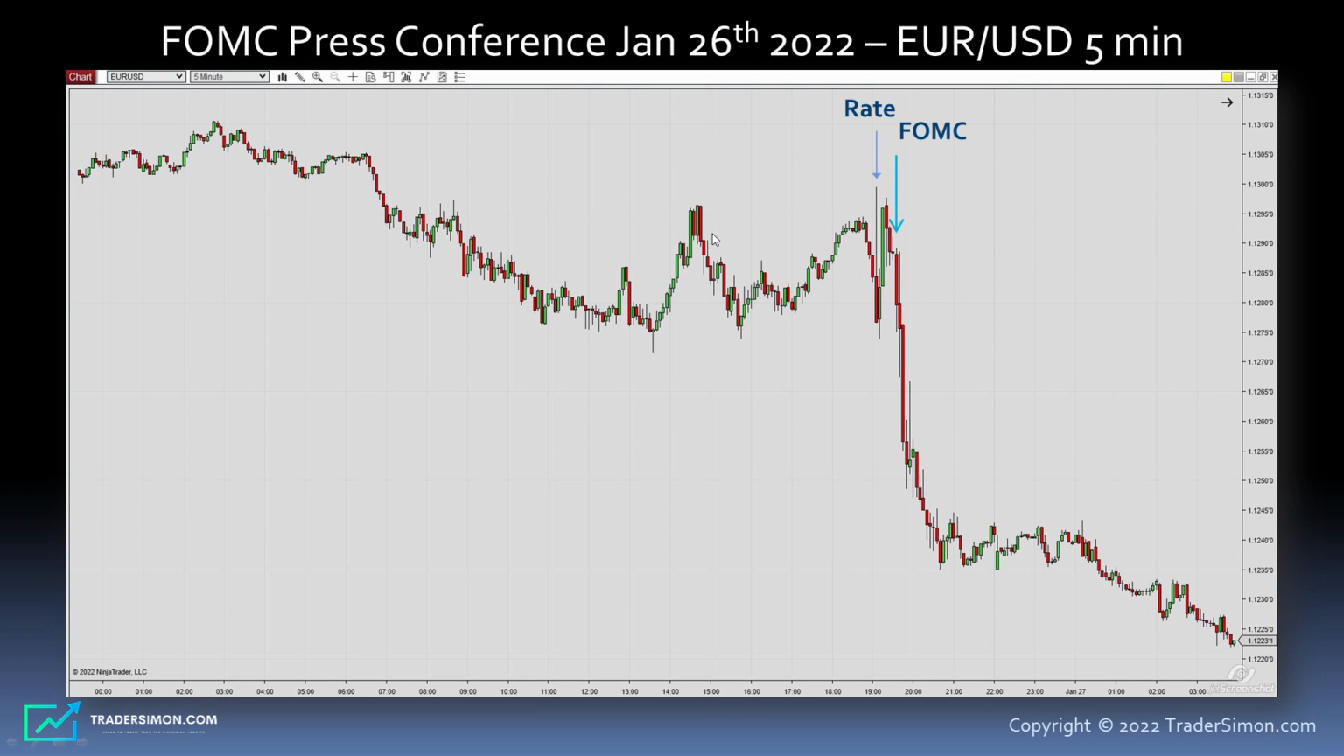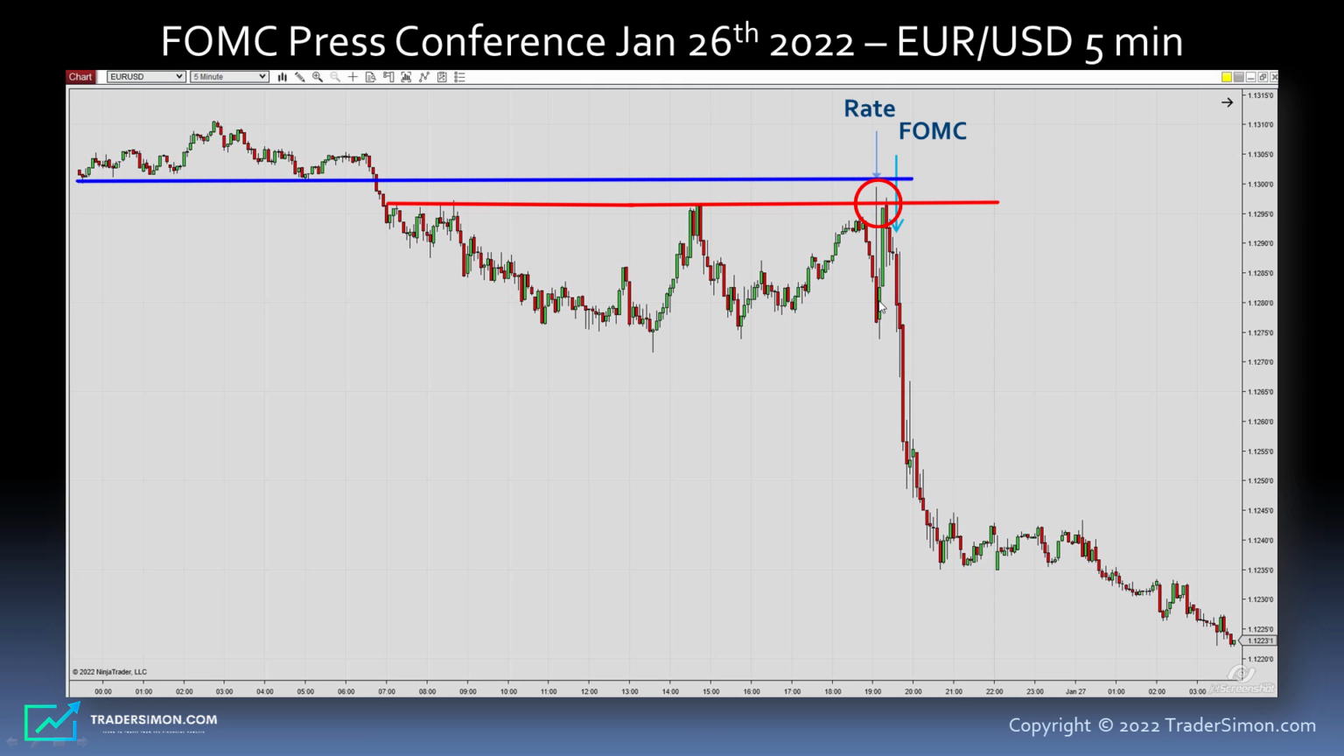Okay, here's the January the 26th press conference. Now initially what we had here was a rate statement, and the rate statement took out this swing high here, which would have taken out stop losses, and it also took out this level here as well. Almost came into resistance here, and then you got the V shape.